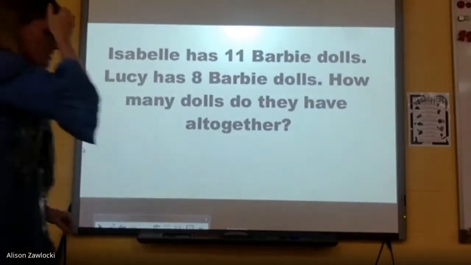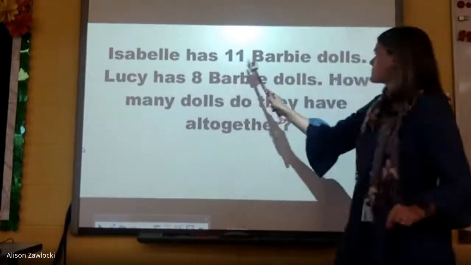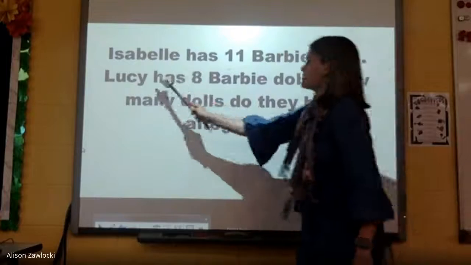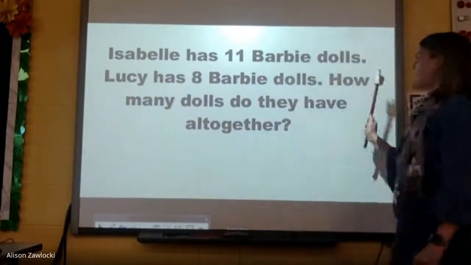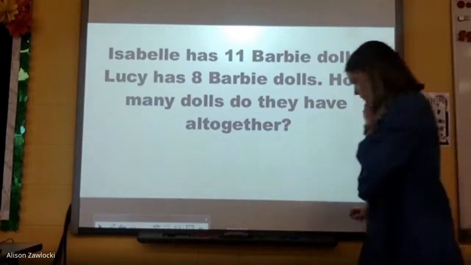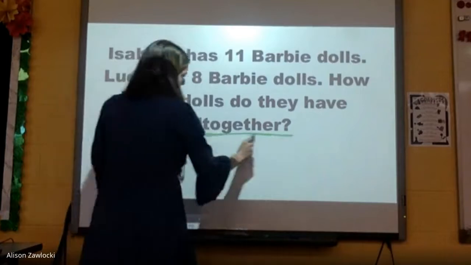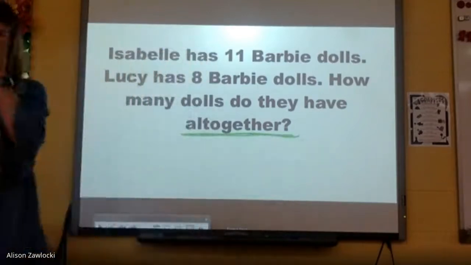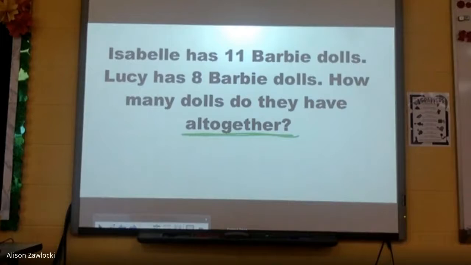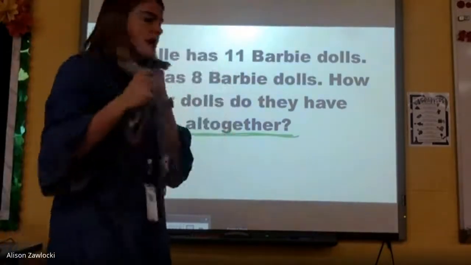Okay, let's move on to this one. Isabel has 11 Barbie dolls. Lucy has 8 Barbie dolls. How many dolls do they have all together? Ooh, that word tells me, am I adding or subtracting? That's the first thing I have to do when I look at a word problem. Am I adding or subtracting? I am adding. All together means I'm adding.